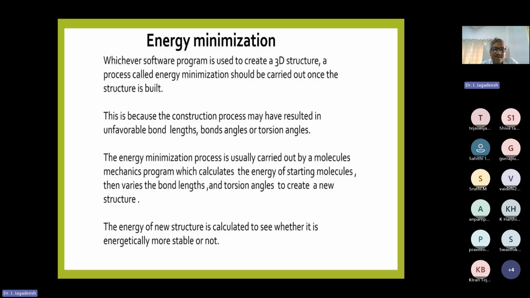And we are making the minimum energy states. That is the reason it is simulated to our real systems, and that is the reason we are going to get very high success rates. So the energy of the new structure is calculated to see whether it is energetically more stable or not, because high energy systems are not stable. Any system wants to come to ground state when it is going to work. That is the reason we have to work in the minimum energy states only in our docking studies.